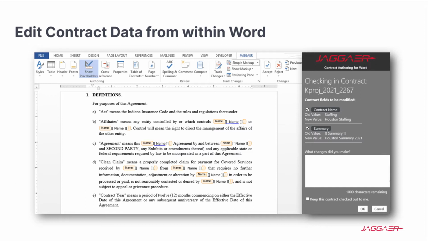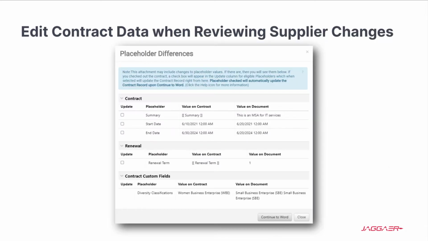This screenshot would be an example of a contract manager who is editing the contract in Word. They can make changes to the contract metadata that's contained in the placeholders directly in Word. Before checking in the contract, they'll see contract fields to be modified with a checkbox next to each contract placeholder field that was changed. They can confirm the change by checking the box, and it will update the contract header within Contracts Plus once it's checked in.